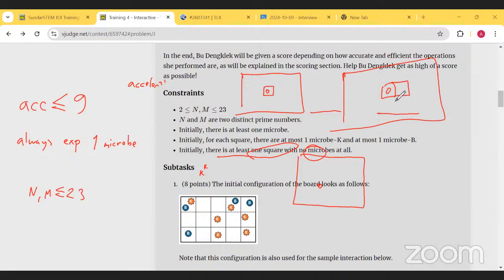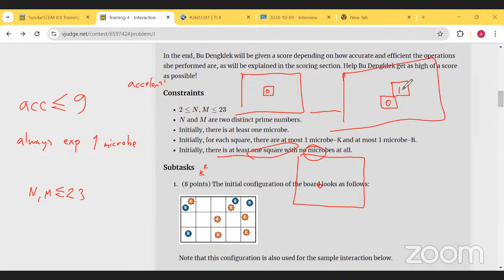So after we accelerate, if there is no microbes here, then we get an empty position, right? But if there is a microbe here, then in this location, this must be only one microbe.